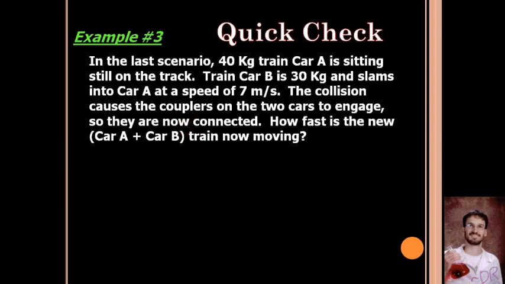What would the speed be? How fast would the 2 cars combined be going after the one in the back slammed into it? You can figure that out. Do it just like we did the other ones. Just remember, on the finish side now, you just have one object, and it's car A and B together.